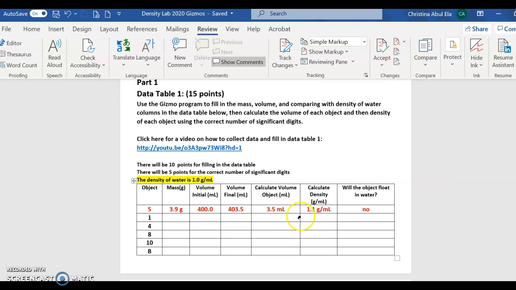I have 2 significant digits because my mass has 2 significant digits. I'm not sure if you're going to get a little bit more depending on which object you do. So you want to make sure you're paying attention to the number of significant digits in your final answer. My volumes had 4 significant digits and my mass only had 2.